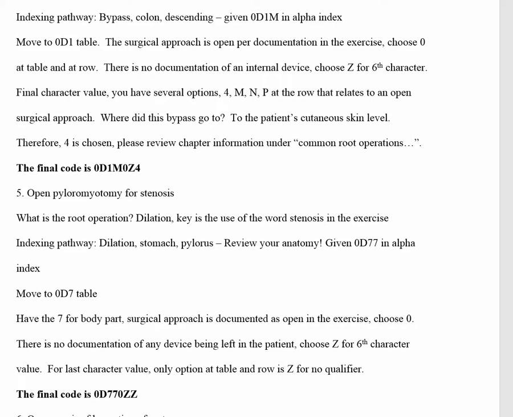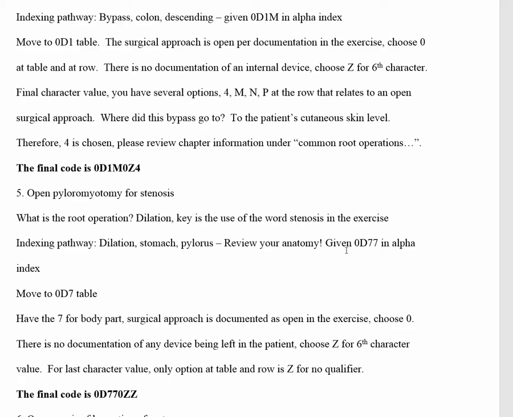Number 5 is an open pyloromyotomy for a stenosis. It's helpful if you understand what a stenosis is, and a stenosis is a closing in. So then typically, surgically, we want to open it up. And the word for opening something up is a dilation. So the root operation is dilation. The pathway is dilation stomach pylorus, because the pylorus anatomically in ICD-10-PCS is given its own unique body part value.